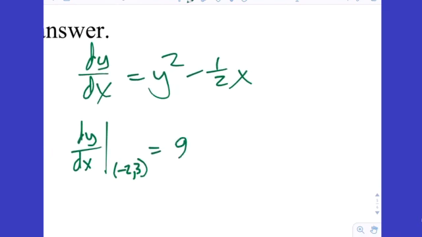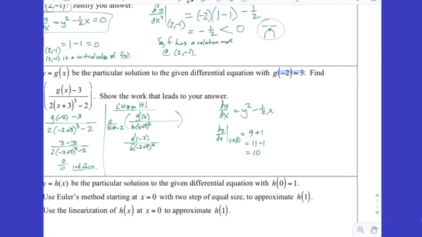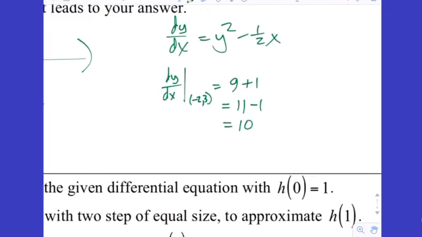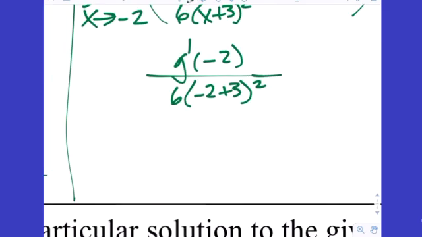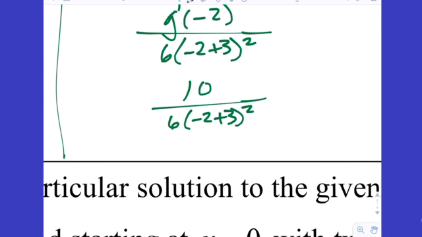3 squared is 9. And if we plug in -2, negative times negative is positive, 2 divided by 2 is 1. So we get plus 1, which is, I'm going to go for it. You don't have to simplify, but I'm going to go for it. 9 plus 1 is 10. All right, so am I done with 10? No. I've got to come back over here and say 10 over 6 times (-2 plus 3) squared. Now can I stop there? You can stop there. That's okay.